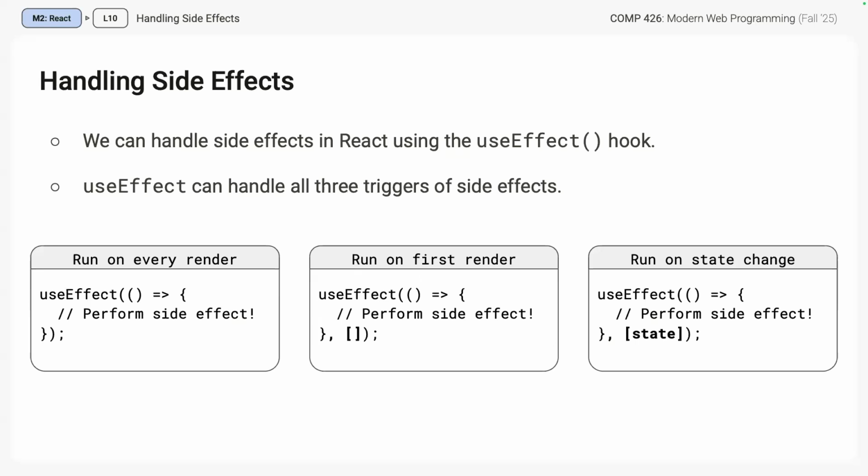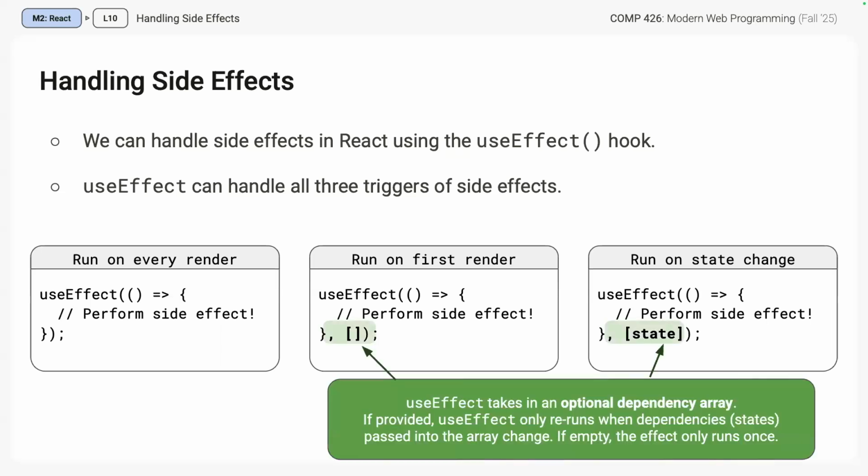We have our function. In our second case here, we not only have our function as a parameter to useEffect, but we also have an empty array. We'll get to this in a moment. And then the third one, when we want our code to run when certain states change, we have an array, but the states that we want our code to be dependent on are passed into that array. This array in cases 2 and 3 is what's known as the dependency array.